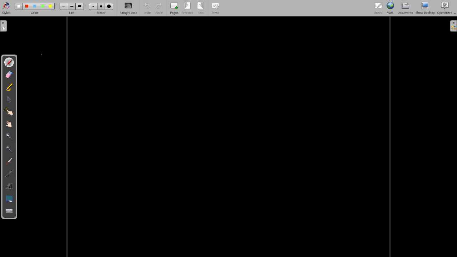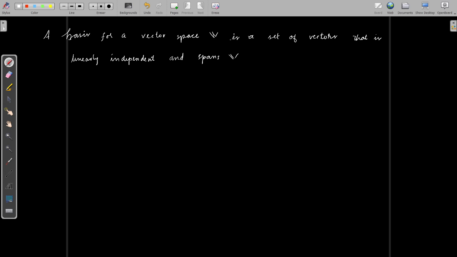Hi all, in the last class we discussed spanning sets, the definition of spanning sets, and some examples of spanning sets for a vector space V. Now we can define a basis of a vector space. This is the definition. A basis for a vector space V is a set of vectors that is linearly independent and spans V. Now we look into some examples.